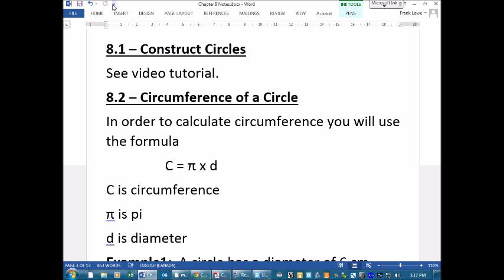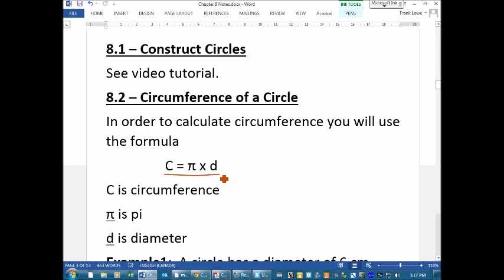So we're going to skip to 8.2, and that is calculating the circumference of a circle. I already told you what the circumference was. It's the distance all the way around the edge of a circle. Based on information about a circle that is provided, we are going to learn to calculate circumference. In order to do this, we have to use a formula. And this formula is right here.